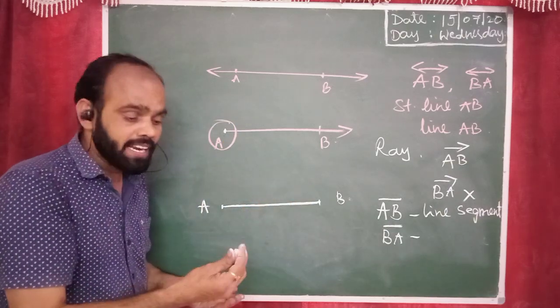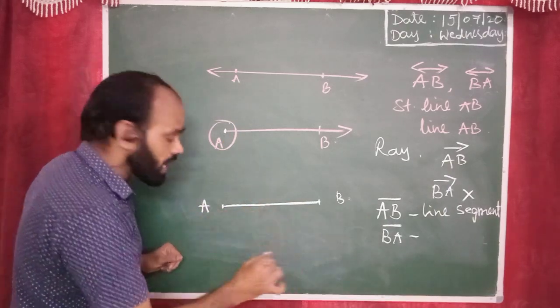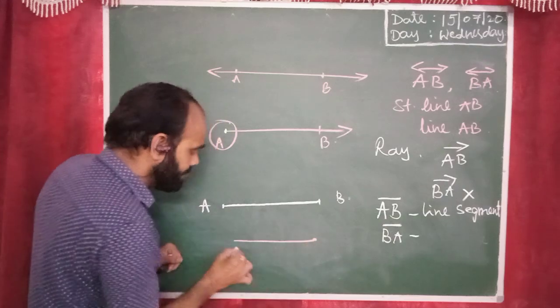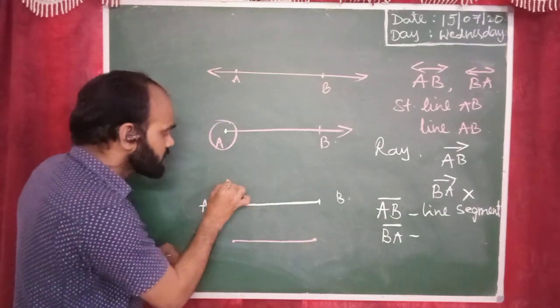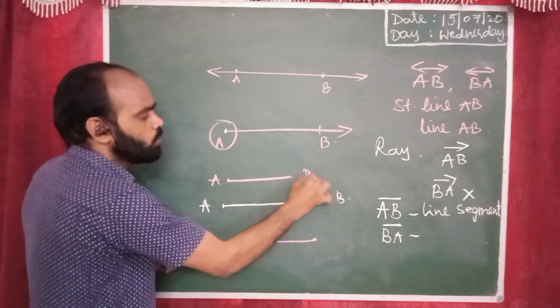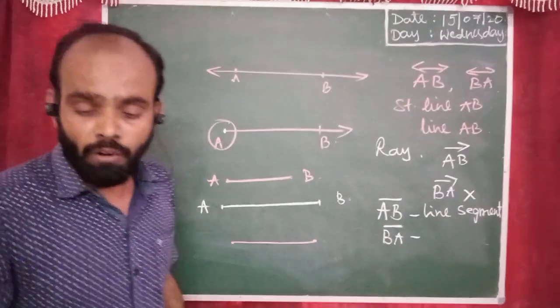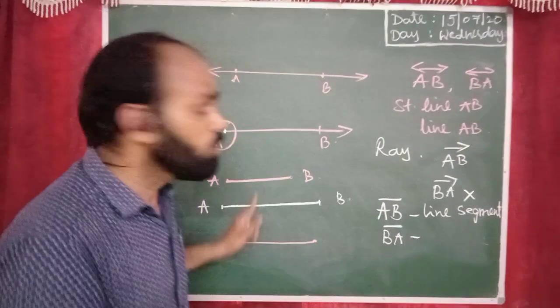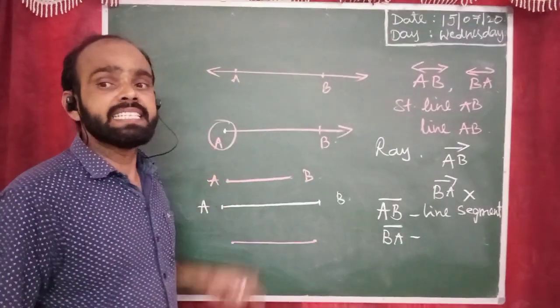The common error we make here is, when we are asked to draw the line, first we draw the line and we mark the points. That is wrong. First we should mark the points and then we should join. This is going to be AB. This is how we draw a line segment.